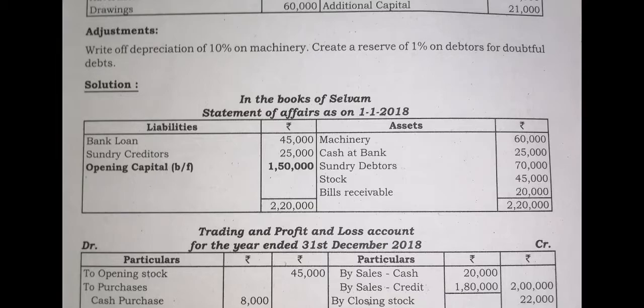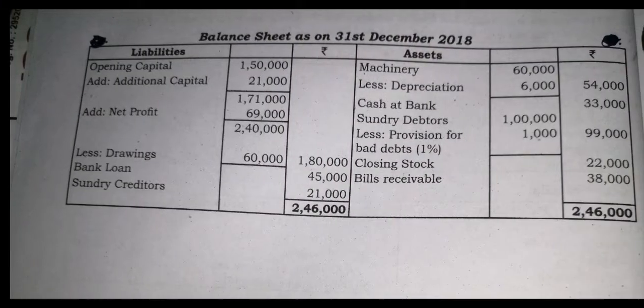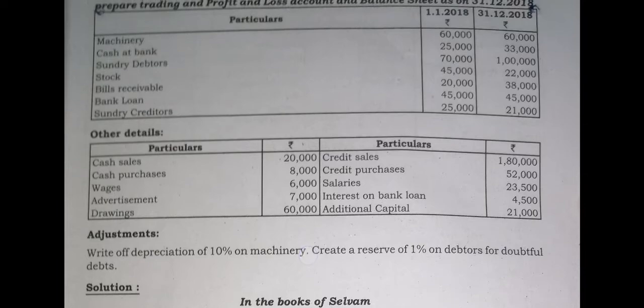This is the answer. The working notes we needed we prepared, and we got opening capital 1,50,000. Then next is quite easy. As usual we are going to start the final accounts: trading profit and loss account and balance sheet. Therefore on the next page give the title trading profit and loss account for the year ended 31st December 18. On the next third page, balance sheet. Prepare them separately like that. Now one item at a time we are going to post it.